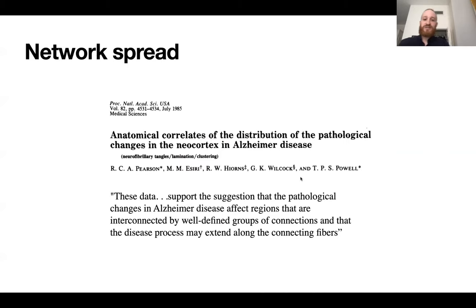And I always like to bring this up, that the first mention of this hypothesis that I know of goes way back to 1985. There's this paper in PNAS where the authors write, "These data support the suggestion that pathological changes in AD affect regions that are interconnected by well-defined groups of connections, that the disease process may extend along the connecting fiber." So this idea was around among pathologists in the 80s.